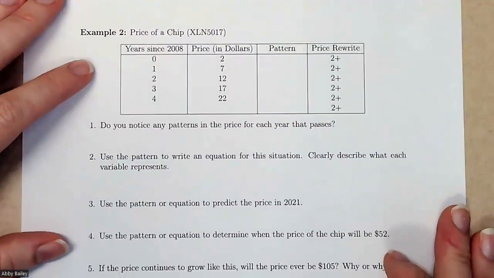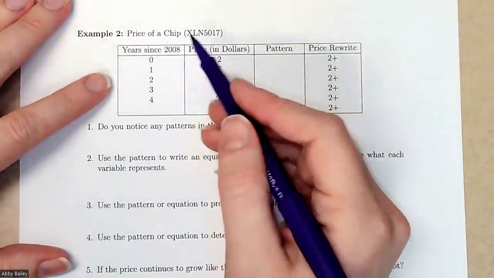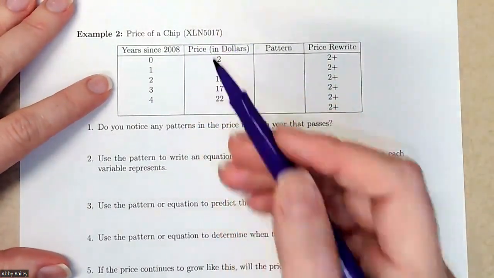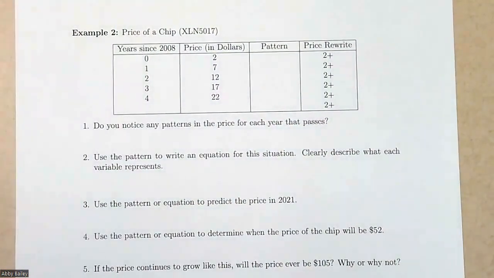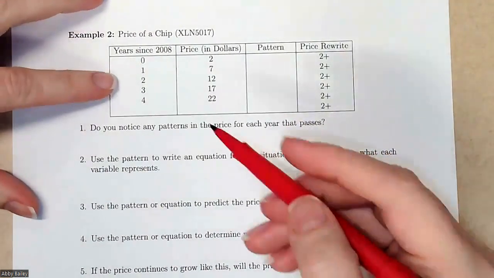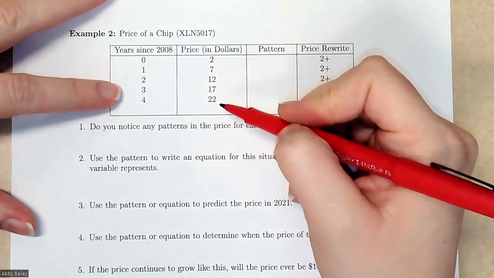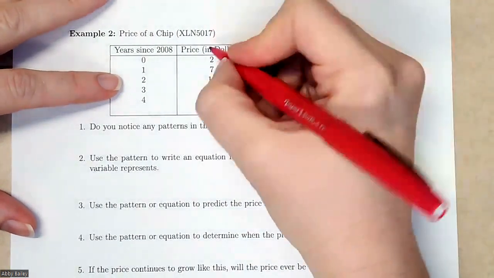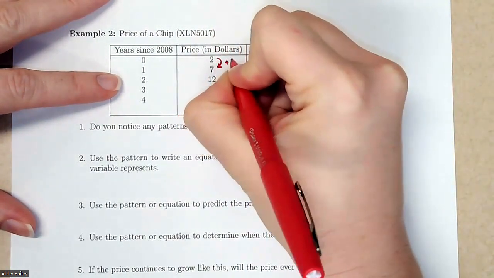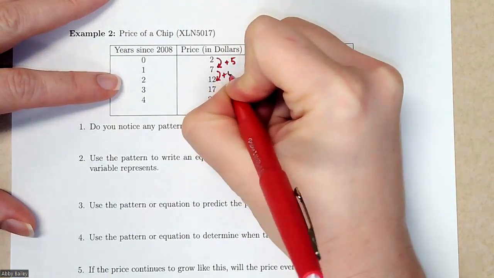Example 2 looks at the price of a chip, not a potato chip. That looks like a computer chip. All right, so I'm looking. Do you notice any patterns in the price for each year that passes? Take a moment, see if you can figure out what's happening consistently. I see a pattern. It's add 5 every time.